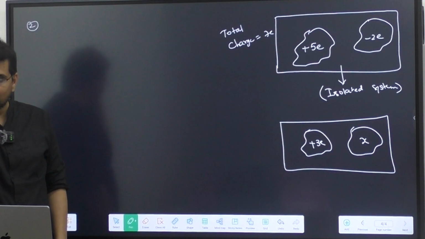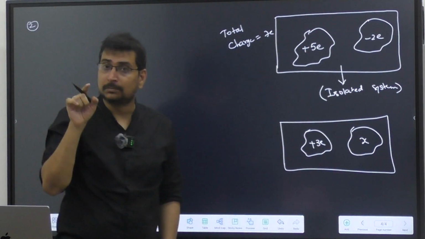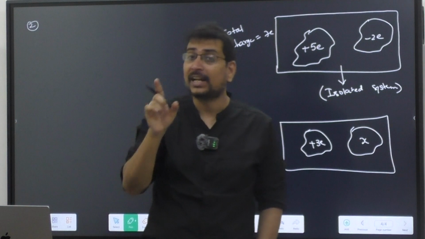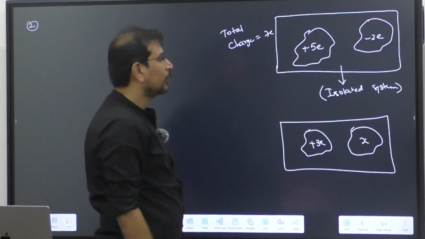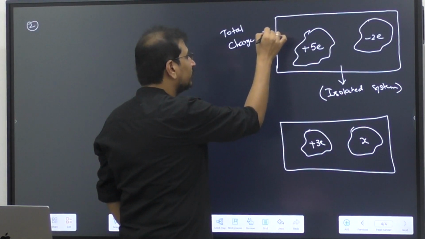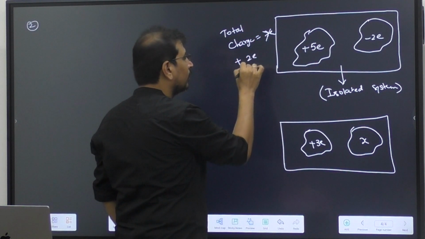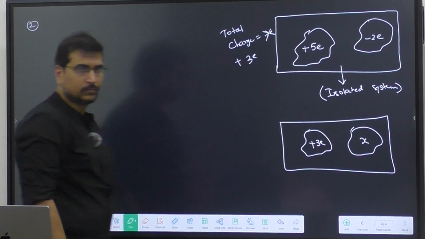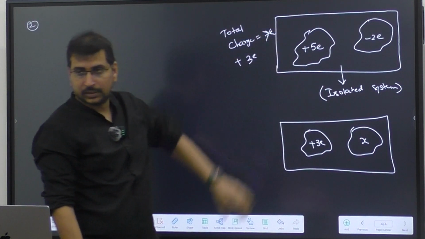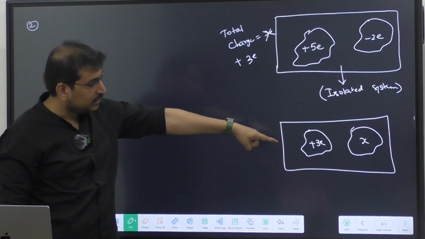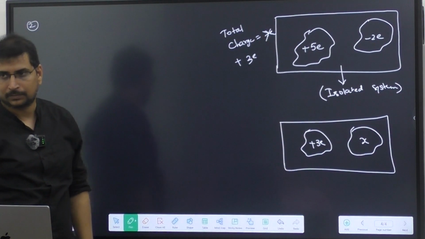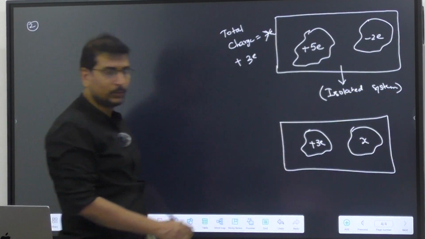Why? You are adding them. What kind of addition are you doing? You are not adding them numerically. You are adding them algebraically. Because sign is important, so this is wrong. Answer will be plus 3e. That is the charge of this isolated system, right? Then what should be the charge that is present on this isolated system? It should be plus 3e only.